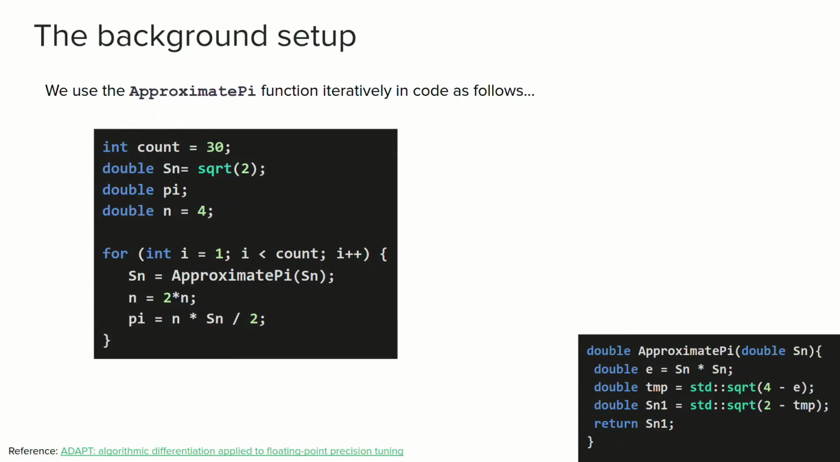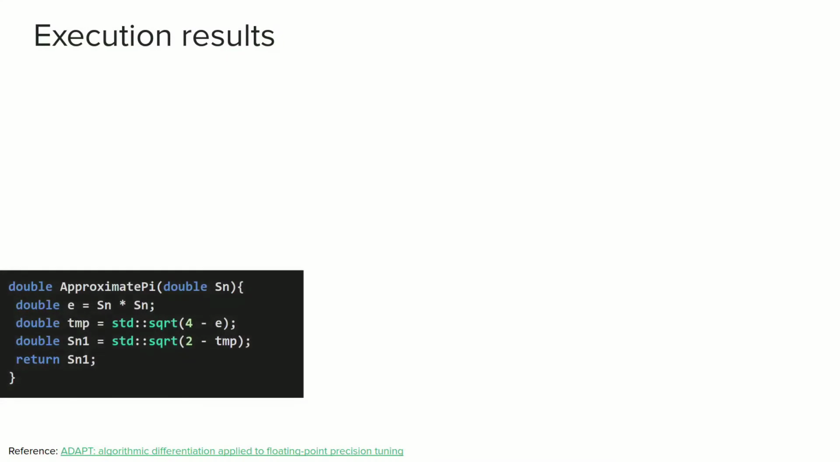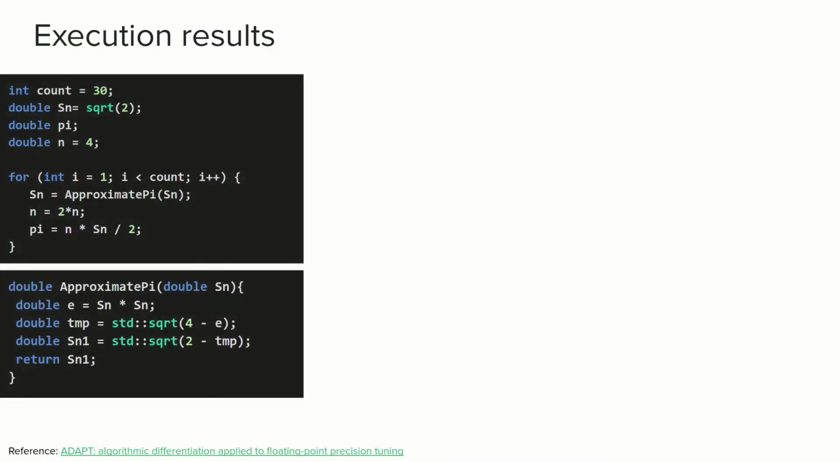And at the end of each iteration, you get the value of pi, as you can see, that is stored in the variable pi. And approximate pi Sn is actually used to calculate pi for each iteration. So that's how approximate pi is used, and the previous approximate pi is also used in a similar manner. So now let's look at some execution results. So this was a function. This was the context in which it was used.